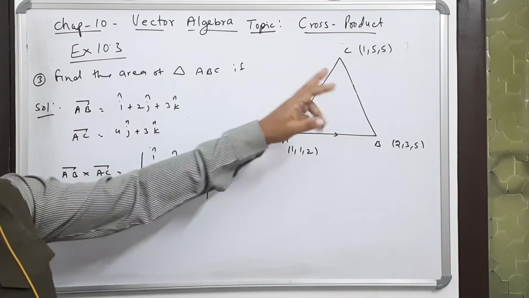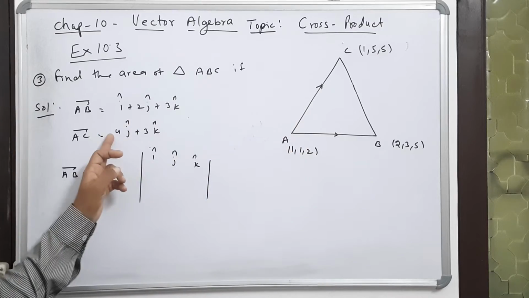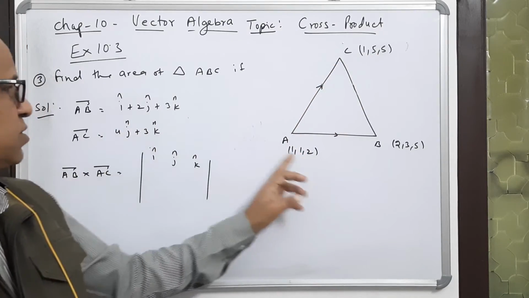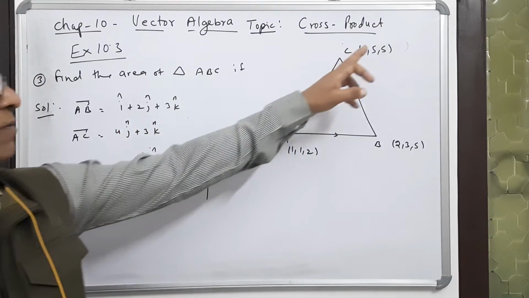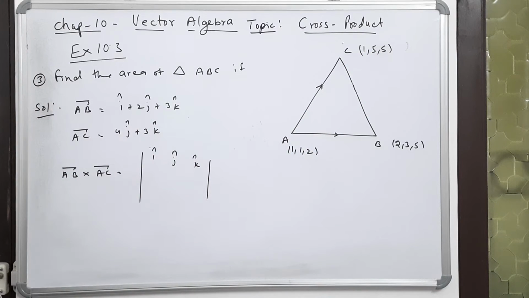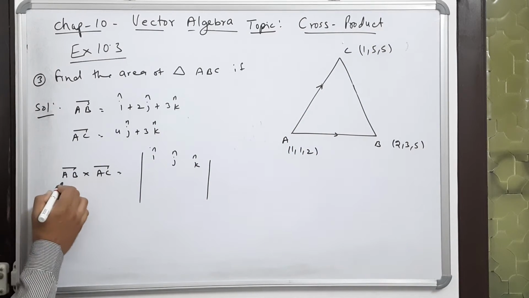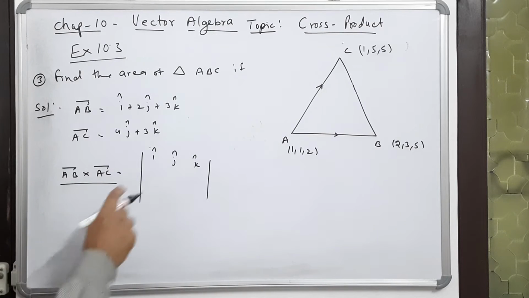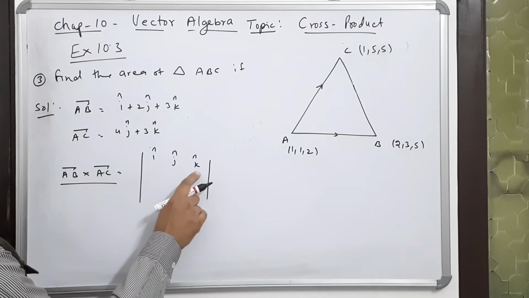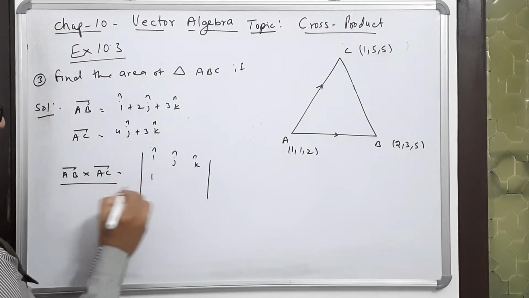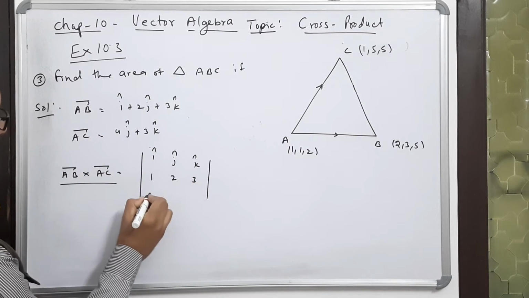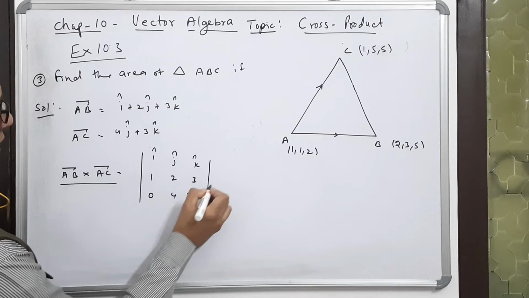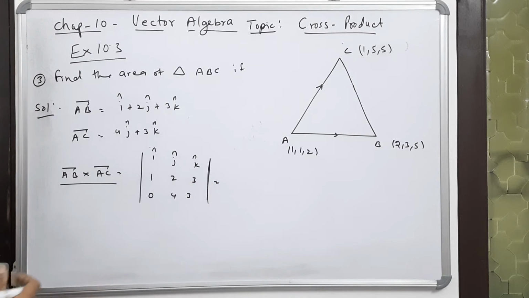Similarly, vector AC is 1 minus 1, 0, 5 minus 1, 4 J cap and 5 minus 2, 3 K cap. Now we will calculate AB cross AC. So it is I cap, J cap and K cap, and here we write 1, 2, 3, 0, 4, 3. This part I want to highlight.